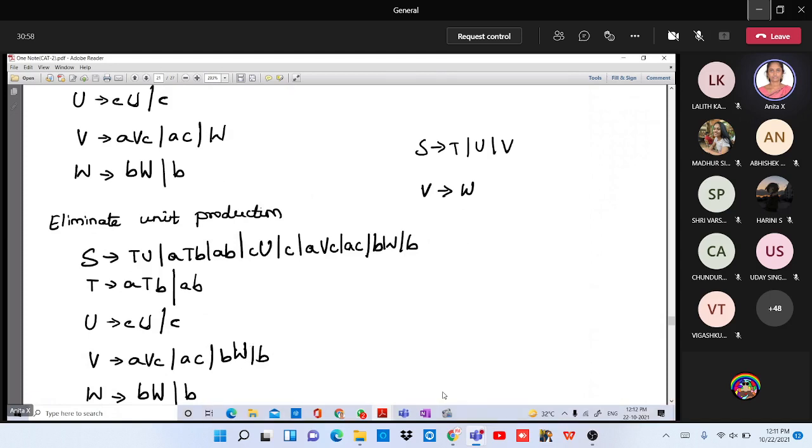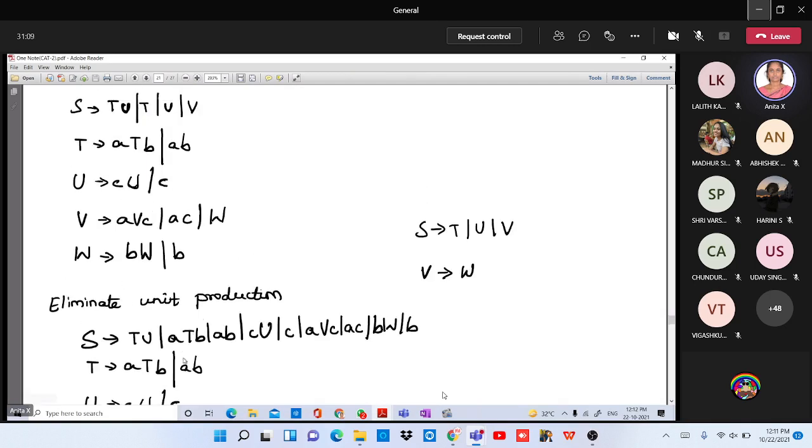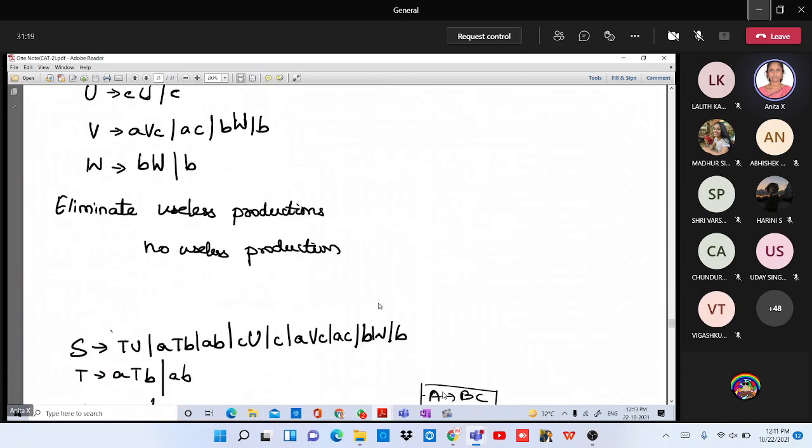Now we can move on here. In order to eliminate S derives T, productions of T should be placed here. These are the productions of T that are placed. Then productions of U are placed here, and then productions of V are placed here. This is how we eliminate the unit production.